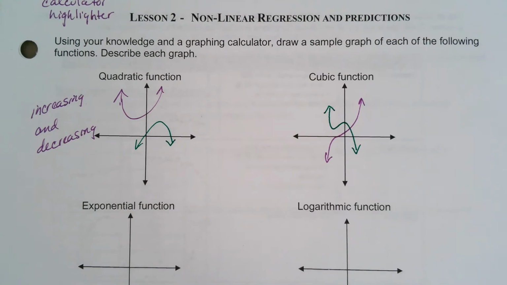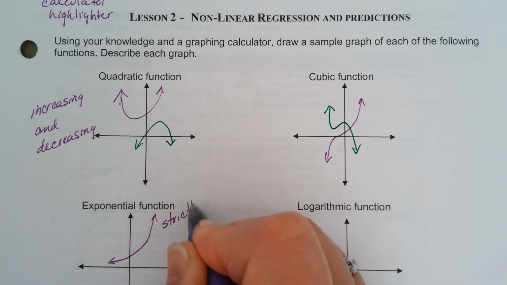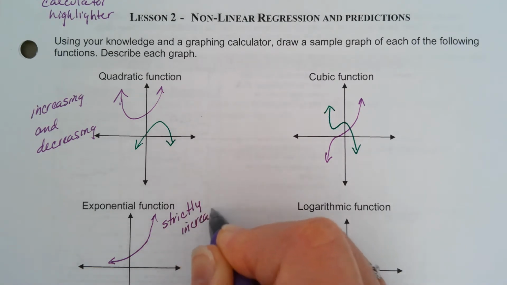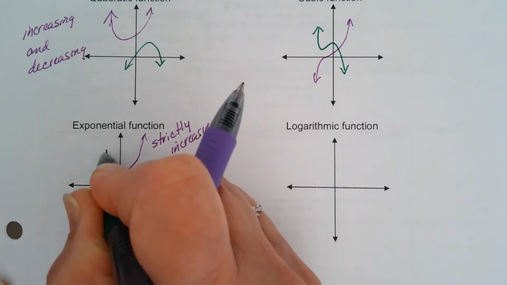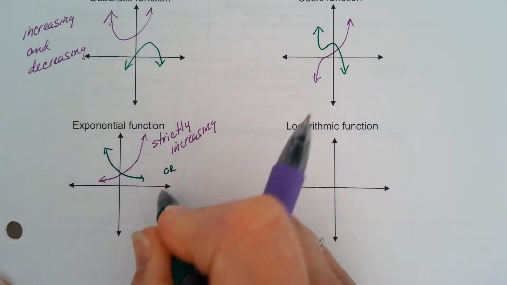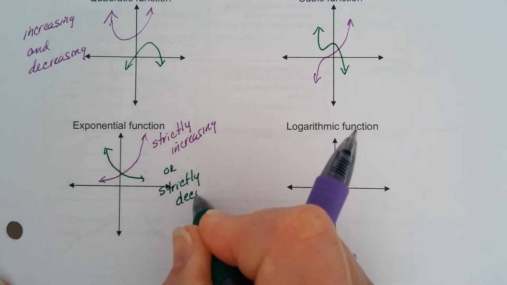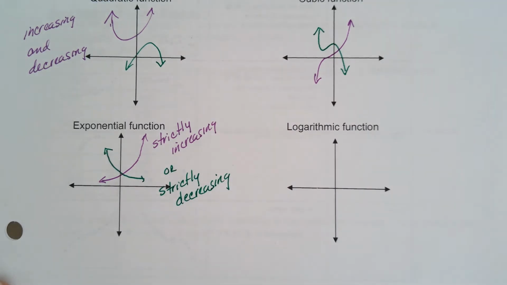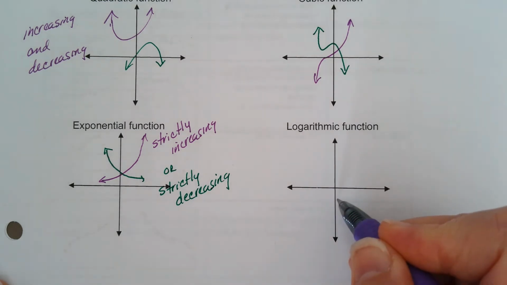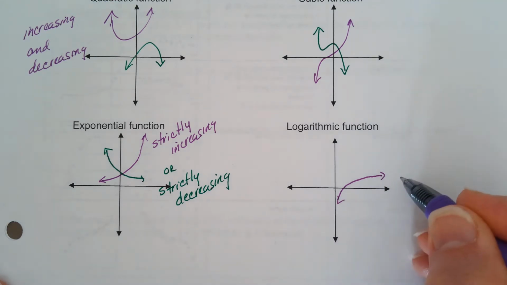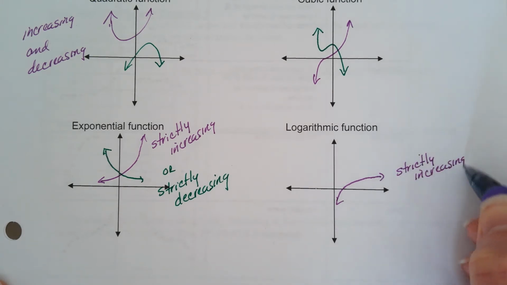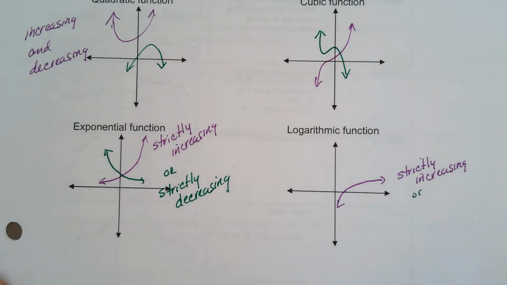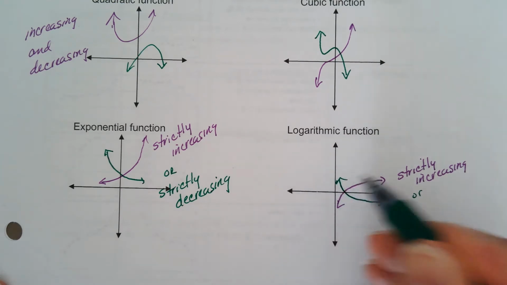An exponential function, this is strictly increasing, that is growth. Or we could have a strictly decreasing. And a log function, this would be strictly increasing. Or our log function may look like this, in which it's strictly decreasing.